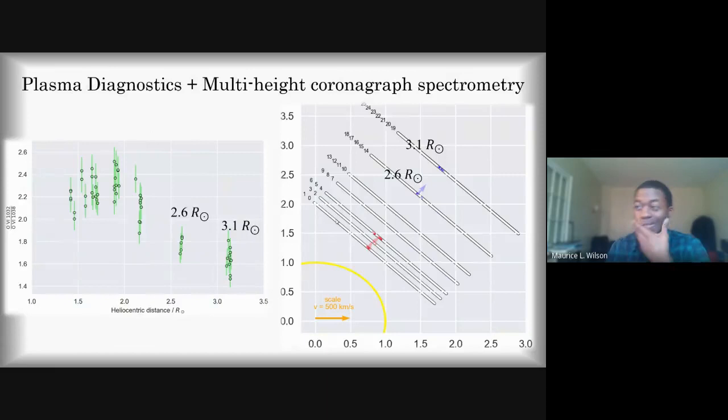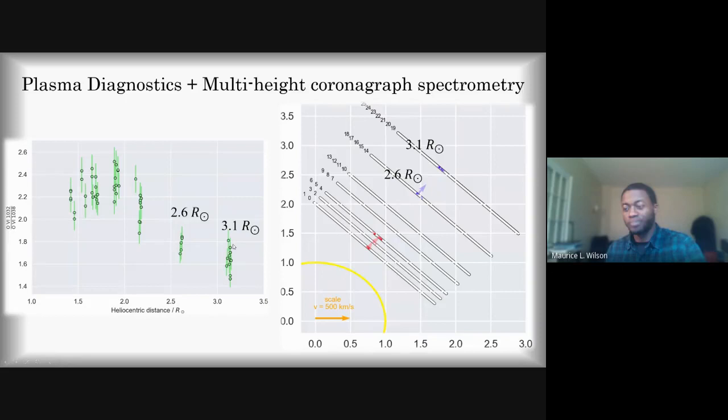Now let's see how this actually plays out in my observations. Plasma diagnostics from atomic models combined with multi-height coronagraph spectrometry. So I already showed you this diagram in my velocity vectors. I've already shown you this, but I want to emphasize that the last two heights were 2.6 and 3.1 solar radii. And here, those clumps have intensity ratios.